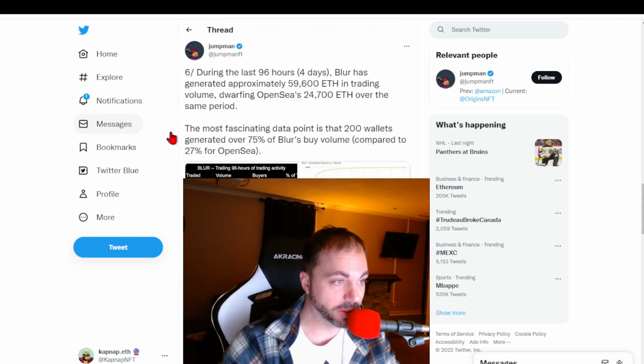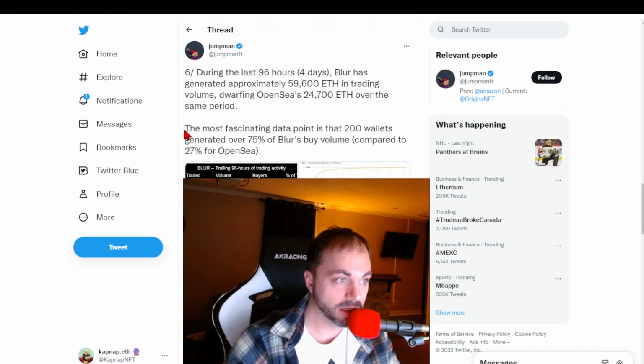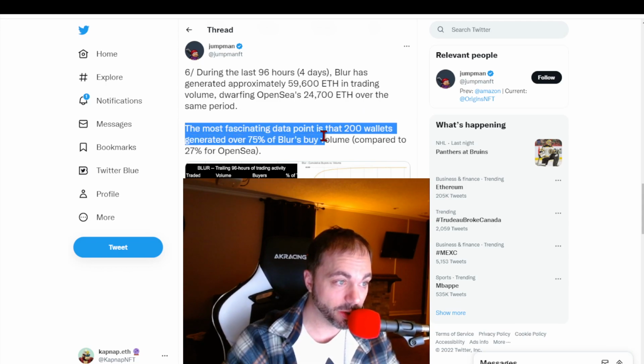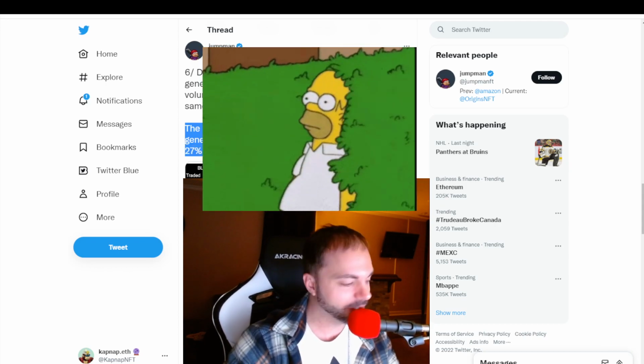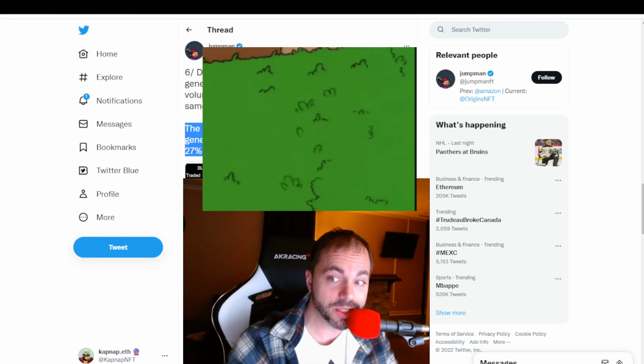Here's an interesting one for you to look at. During the last 96 hours, Blur has done a whole bunch more volume than OpenSea. The most fascinating data point is that 200 wallets generated over 75% of Blur's volume compared to 27% of OpenSea's. Blur's just kind of doing one of these right now. Let's go take a look and see what they're saying about all this.